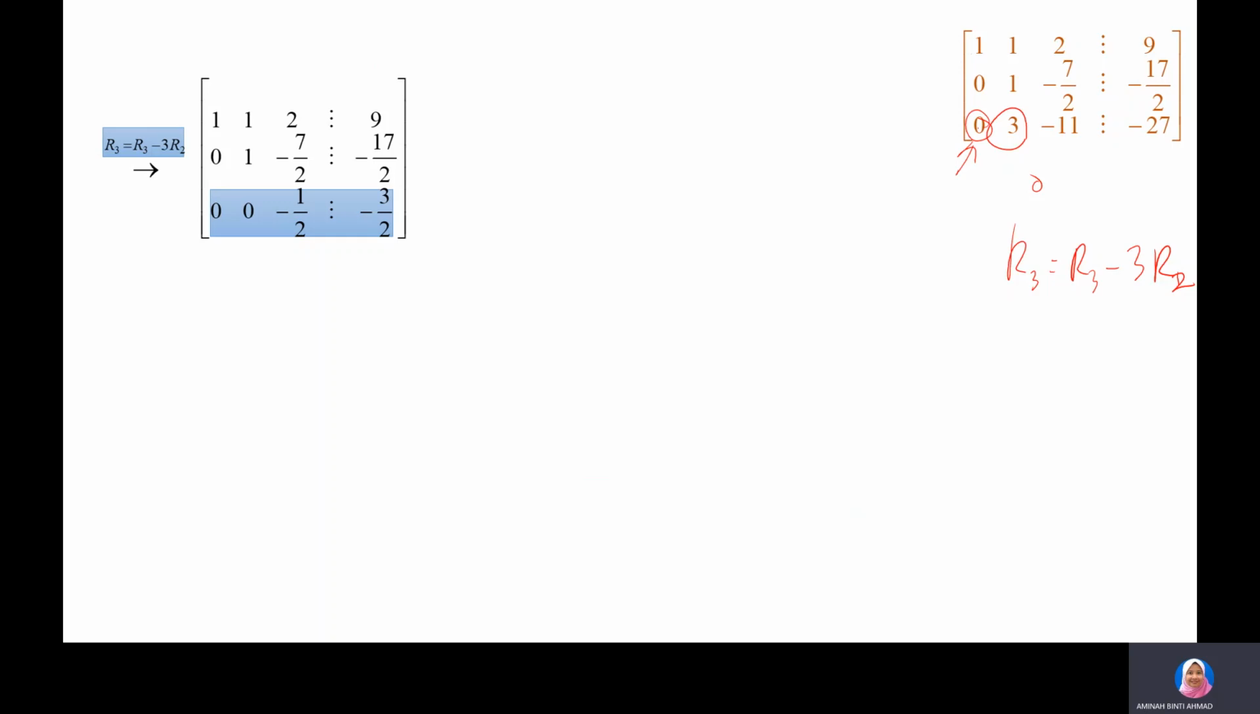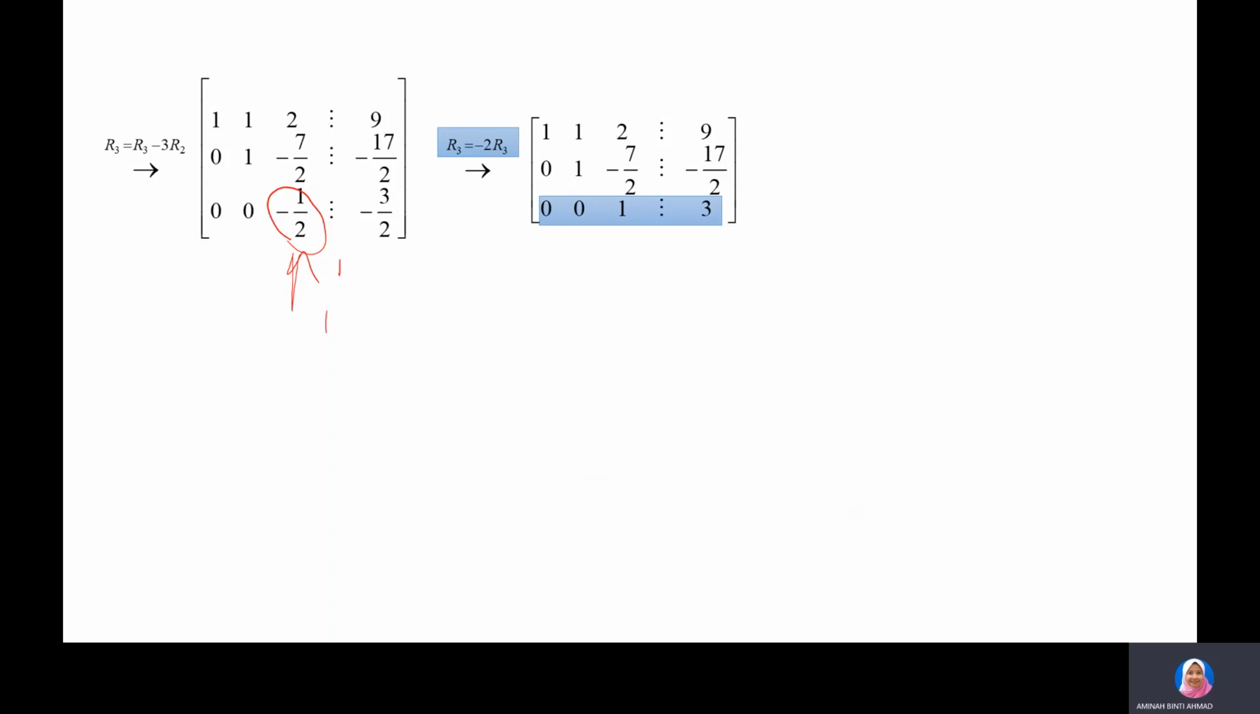Next, we will focus on row 3. This one, we must make sure is equal to 1. So just multiply by negative 2. Okay, so this entry becomes 1. So do all of row 3.